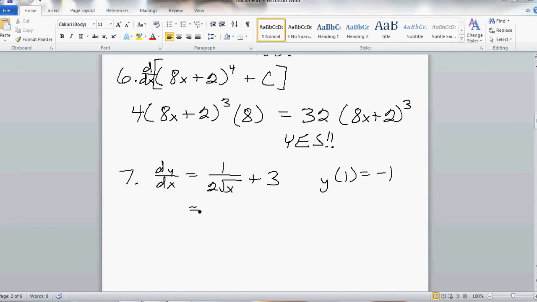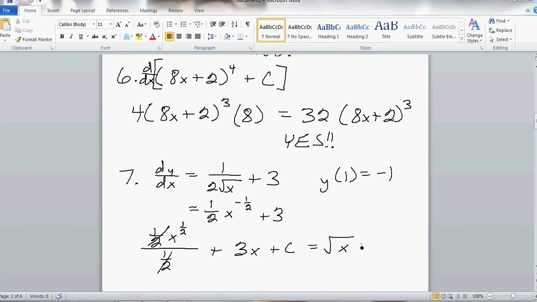So the first thing I'm going to do is rewrite this in a user-friendly form. Then I can actually take the integral of this. So the integral will be 1/2, increase the exponent by 1, and then divide by that new exponent, which is very nice here, plus 3x plus c, because look what happens, the 1/2s cancel out, and so x to the 1/2 would be the square root of x plus 3x plus c.